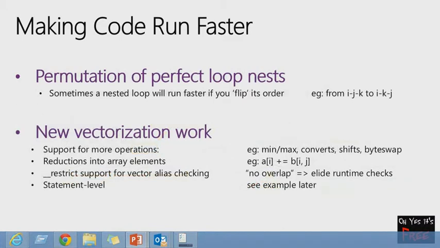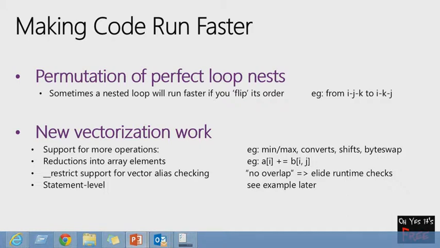The next optimization that I want to talk about is all the vectorization work that we've done. Auto-vectorization is an optimization that was introduced in the Visual C++ 2012 compiler, and in Visual C++ 2013, we've added more smarts to it. So now we support a lot more operations inside a loop body. For example, if you were doing min-max types, or conversions in a loop body before, we wouldn't be able to vectorize it. But with the new compiler, we can now vectorize these things.